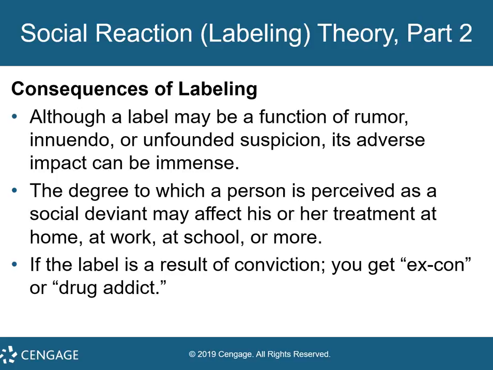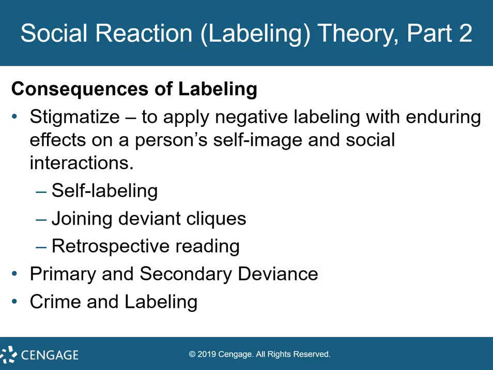We covered some of this already, but if the label is the result of a conviction, like the ex-con example, or the drug addict one, or in the case of the unlawful sexual intercourse, where they label you a rapist when maybe it was voluntary on both ends, and one person 18, one 17, but because it's written in the statute, it's deemed to be unlawful. And just so you know, that is lawful in some states and unlawful in others, the age differences are a little bit different. But let's talk a little bit more about the stigmatism part here: to apply negative labeling with enduring effects on a person's self-image and social interactions.